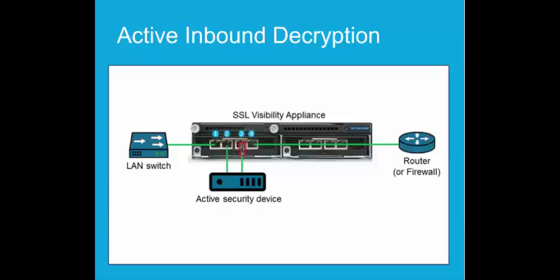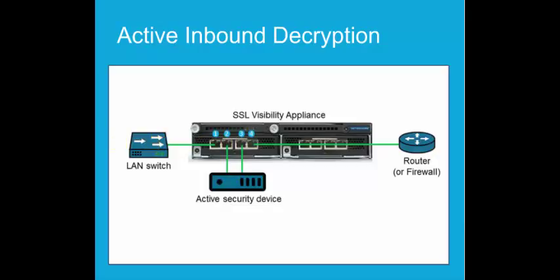The active security device may find some of the traffic to be bad, for example, containing a virus or malware, in which case it will get blocked, dropping the flow. If the active device returns the traffic back to the SSL Visibility Appliance, it is assumed to be good or virus-free. It is re-encrypted and sent to the destination.